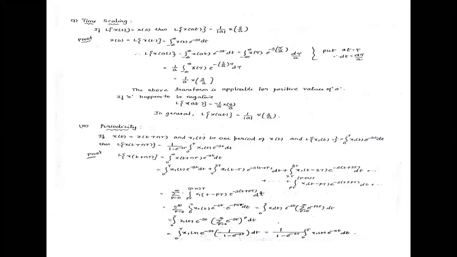Now, that is one of the properties we missed in the previous class. We already discussed the linearity property, time differentiation property, time integration property, frequency shift property, time shift property, frequency differentiation property, and frequency integration property, and the other one is time scaling. Okay. The periodicity property also.